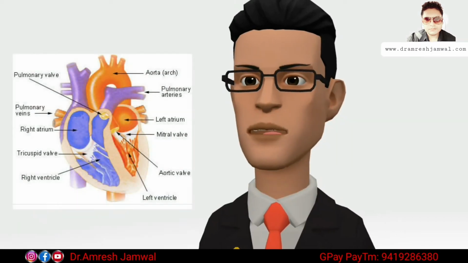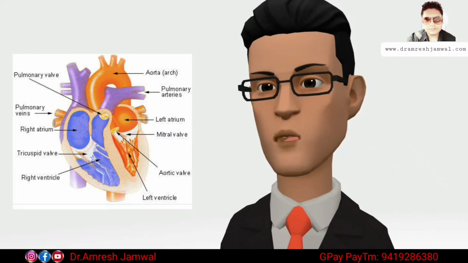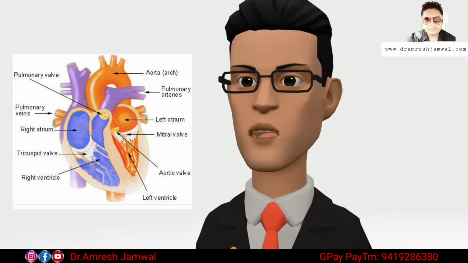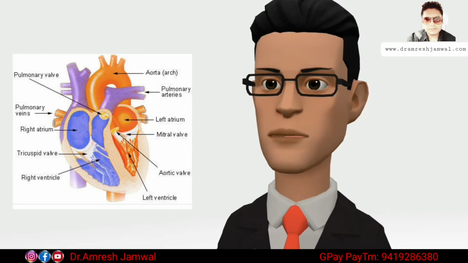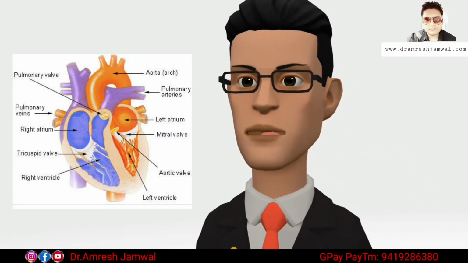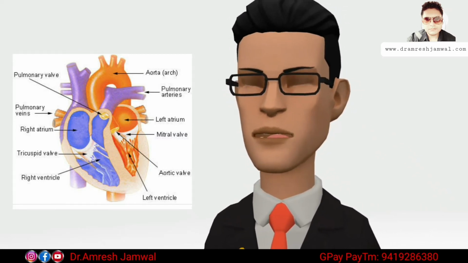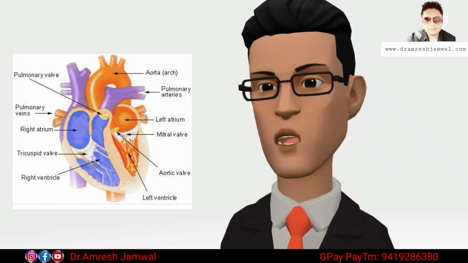Now let's see the internal structure of the heart. The heart is divided into atrium, which is the upper part, and ventricle, which is the lower part. Atrium and ventricle are further divided into right and left. Thus the heart is divided into four parts: right atrium, left atrium, right ventricle and left ventricle. The right atrium collects the deoxygenated blood from the body.